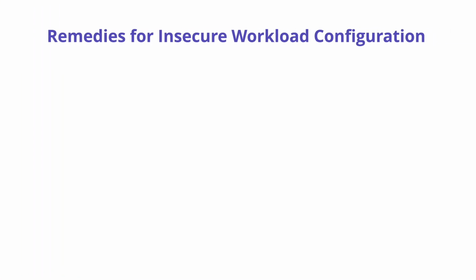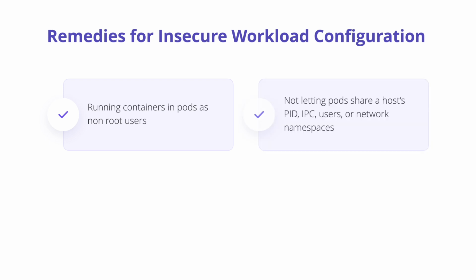Insecure workload configuration can be remediated in many ways. Containers in pods should run as non-root users to minimize the permissions of workloads running in pods. Containers in pods should not share a host's process ID namespace, IPC namespace, users, or network namespace, which act as isolations between the workloads and the node.